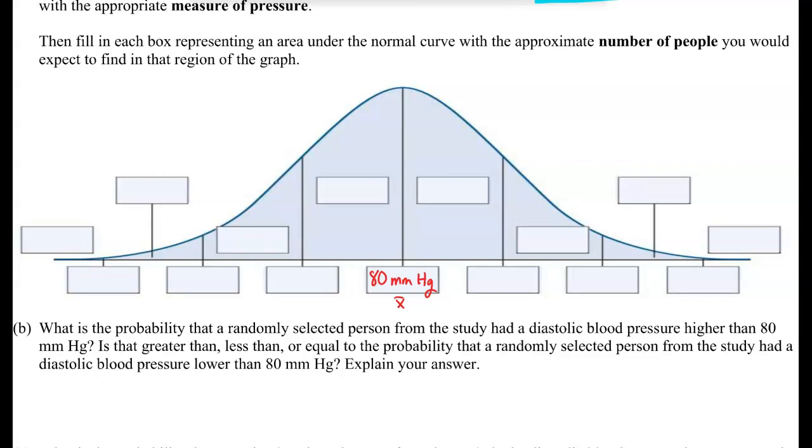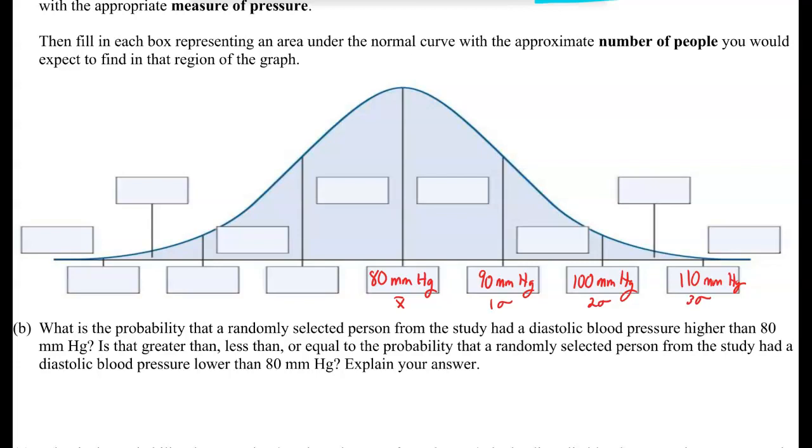So if it's 10, what's going to be our first value over here? 90 millimeters of mercury. And then we have 100 millimeters of mercury. And then we'd end up having our 110 millimeters of mercury. All right, because that's your 1 standard deviation, 2 standard deviations, or 3 standard deviations.